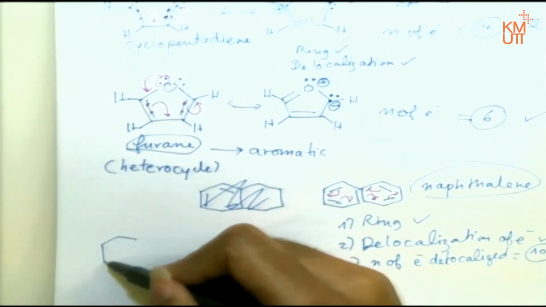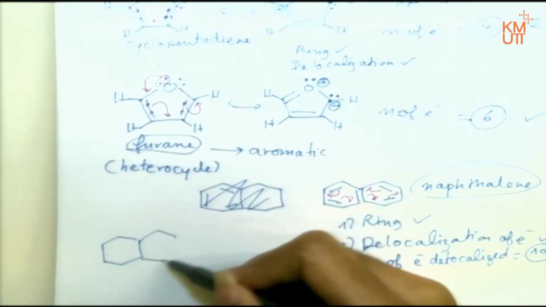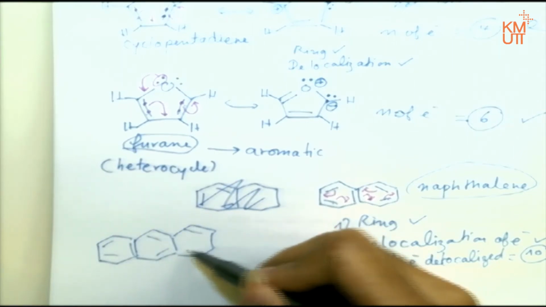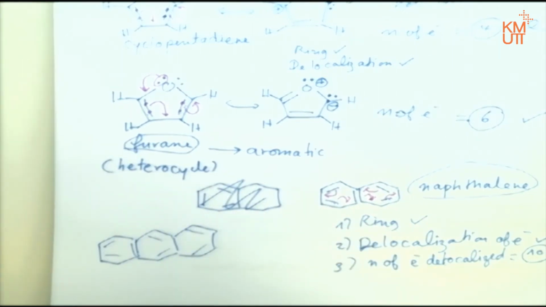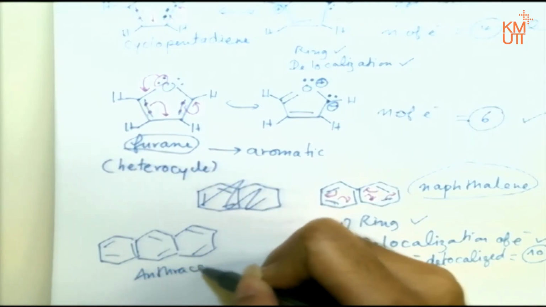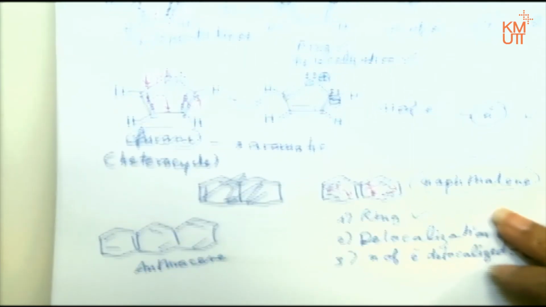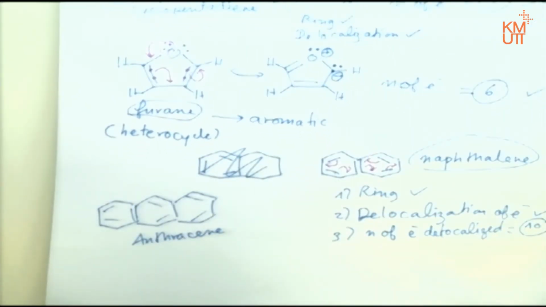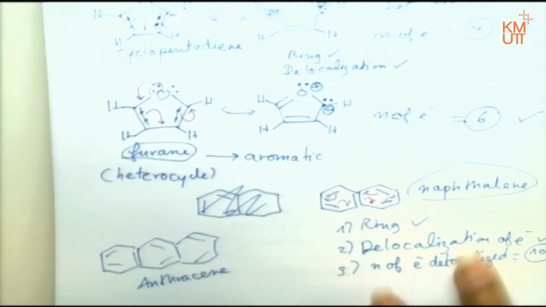You also have a tricyclic structure like this. The structure is quite difficult. Anthracene is also aromatic. You can try to delocalize it from here. Okay, so I showed you what aromaticity means.